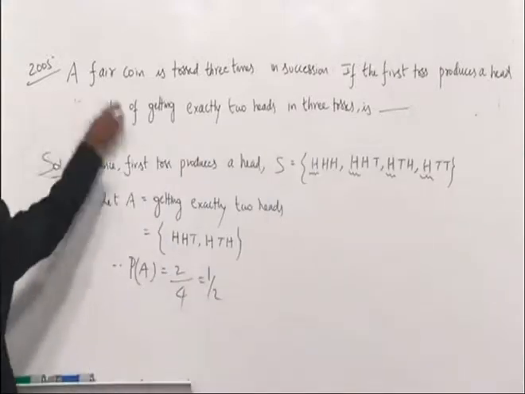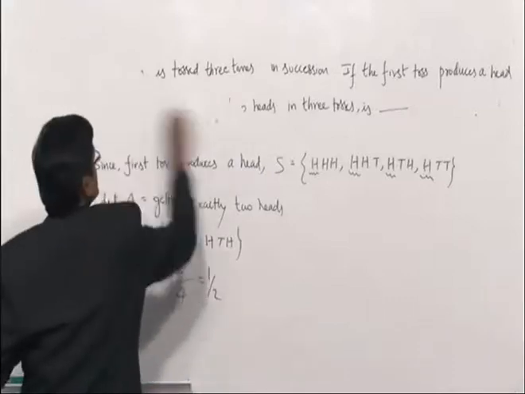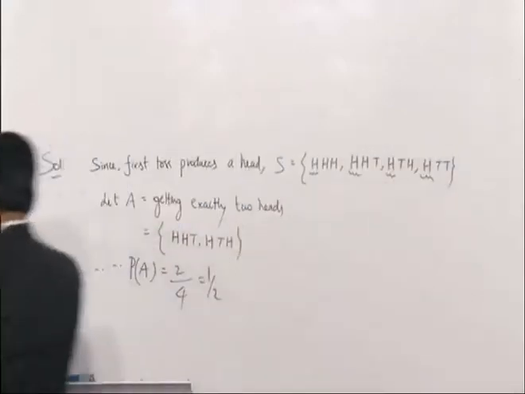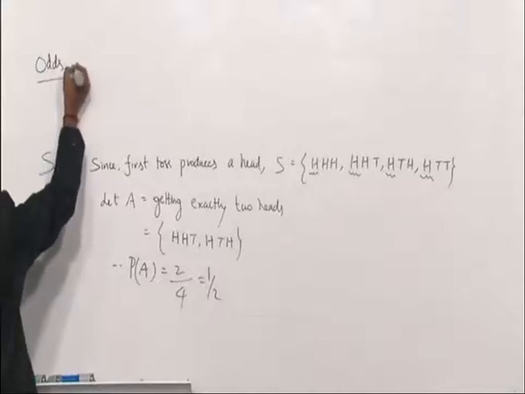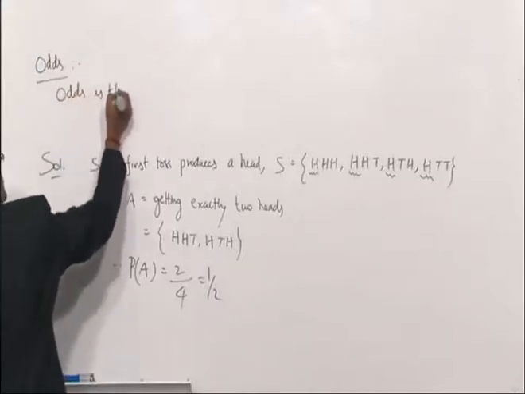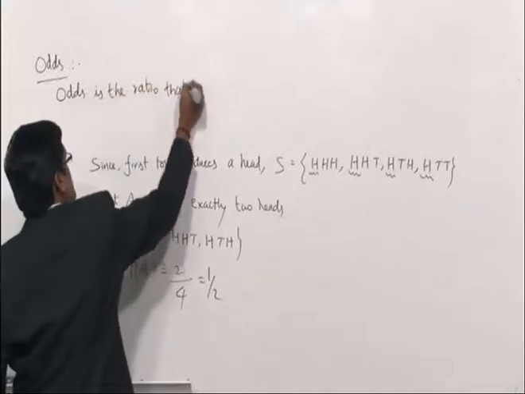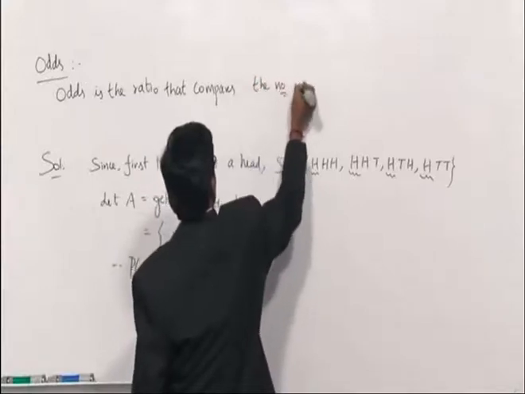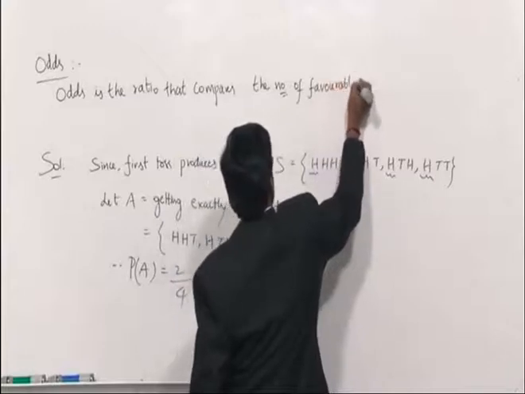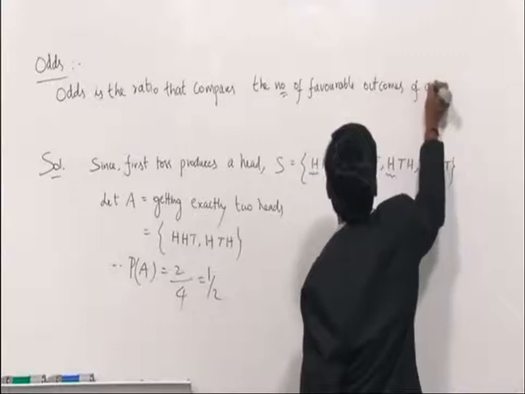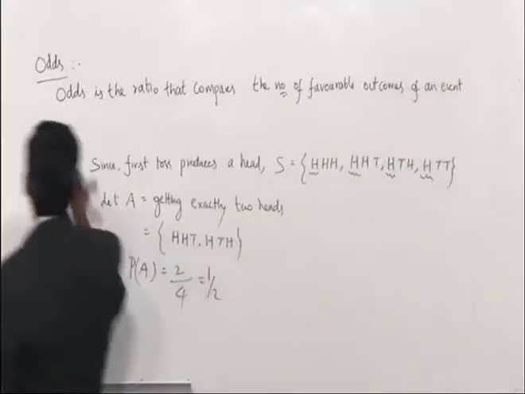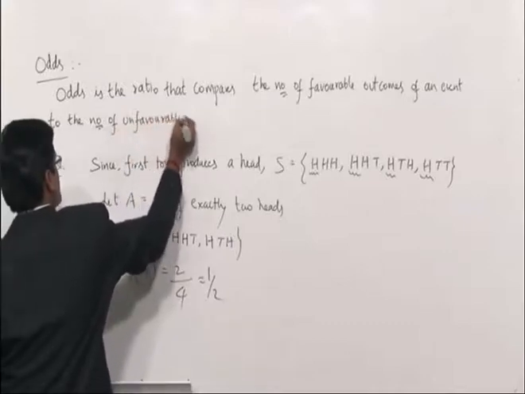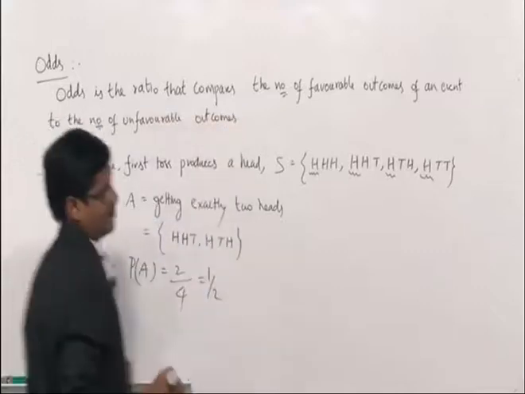Next one is the definition of odds. Odds is the ratio that compares the number of favorable outcomes of an event to the number of unfavorable outcomes. This is the definition of odds.